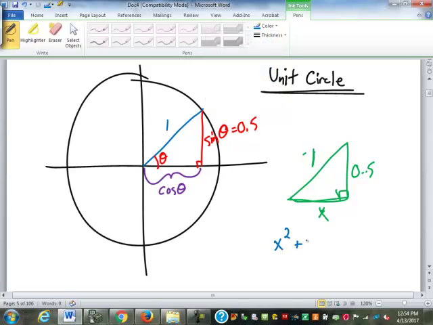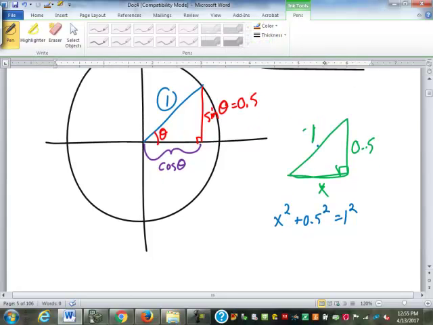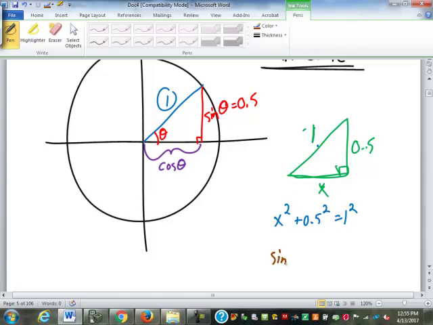X squared plus 0.5 squared equals 1 squared. Well, the hypotenuse of this triangle is always going to be 1. What's 1 squared? 1. So the relationship here is always going to be, and I can switch the orders here, sine of an angle squared plus the cosine of that angle squared is always going to add up to 1 squared, or just 1.